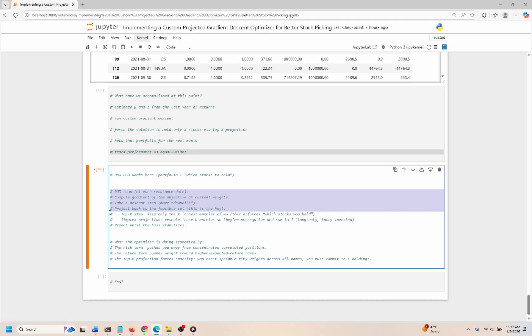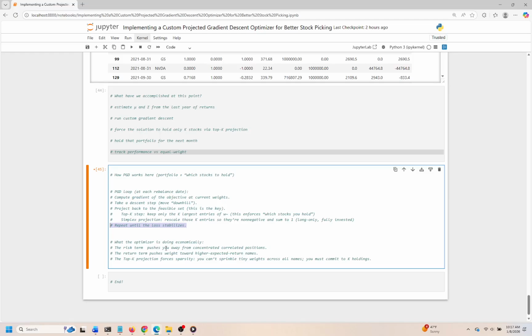However, a key feature of PGD is the projection step, which ensures that after adjusting the weights, we revert to a feasible set. This involves two important processes: the top K step and the simplex projection. In the top K step, we retain only the K largest weights, enforcing a rule about which stocks to hold and promoting a more concentrated portfolio. Following that, the simplex projection step rescales these K weights, ensuring they are non-negative and sum to 1, adhering to the constraints of being fully invested in long positions.